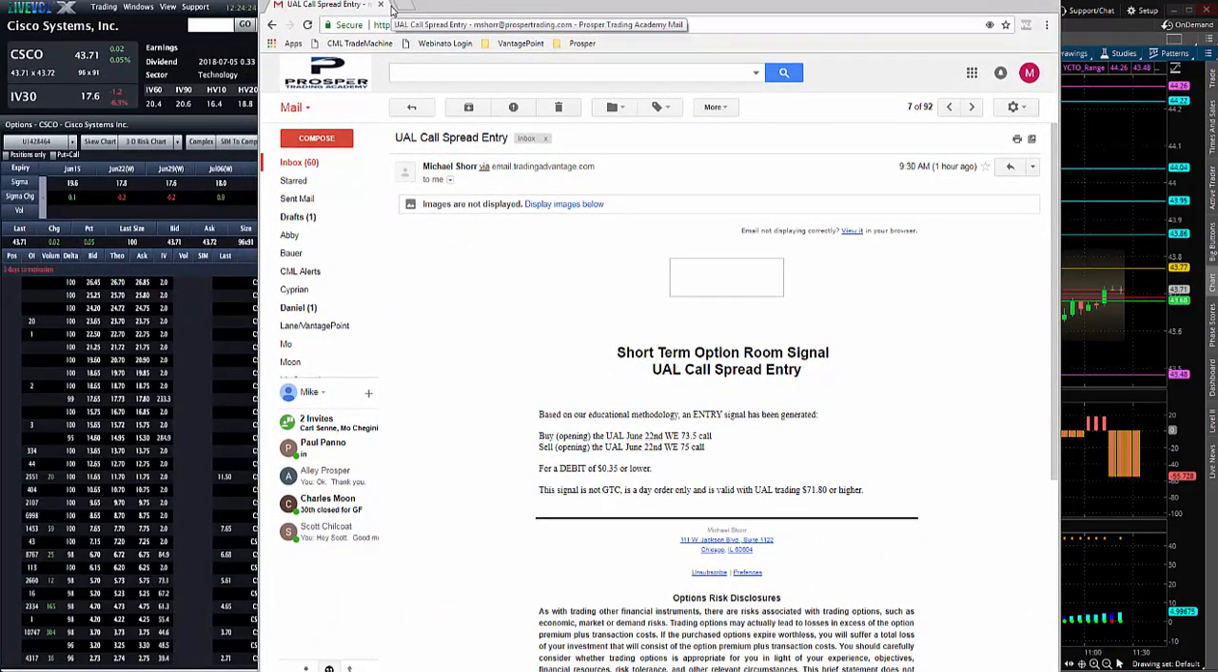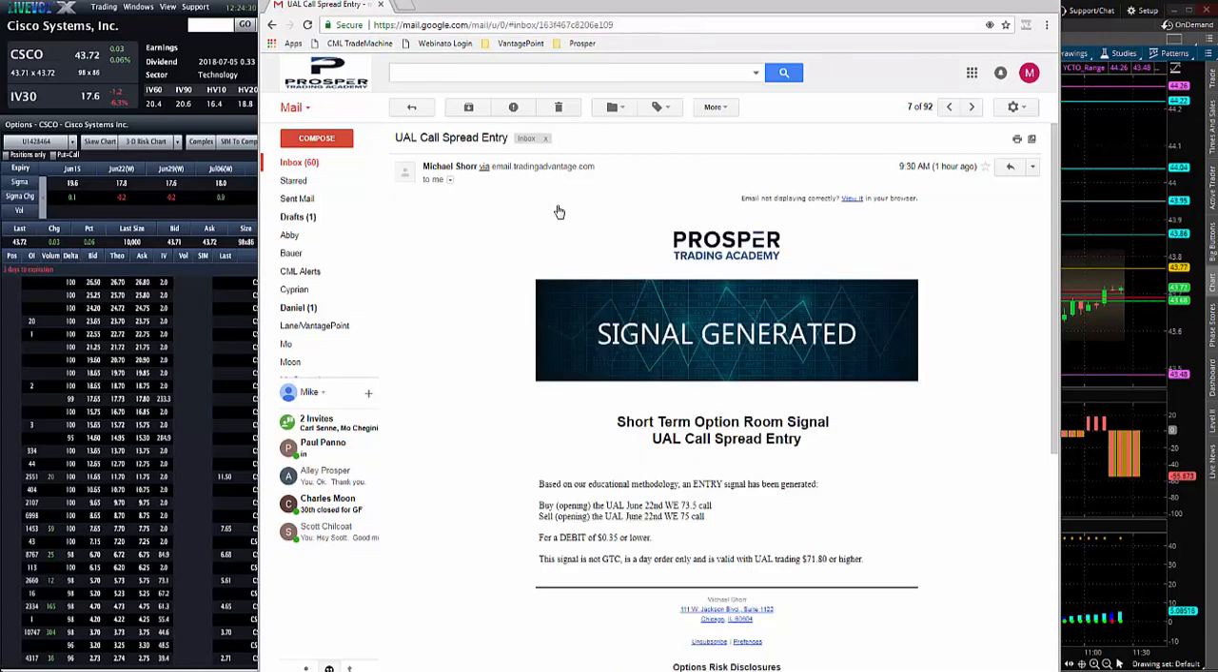This is the email that comes. It's going to look very, very similar to you guys. Let's display the images. Okay. So for those of you that are in multiple rooms, especially multiple options rooms, remember that the signals coming from here are always going to say short-term option room signal first. Okay, so you can distinguish between the signals coming from Scott and the signals coming from me.